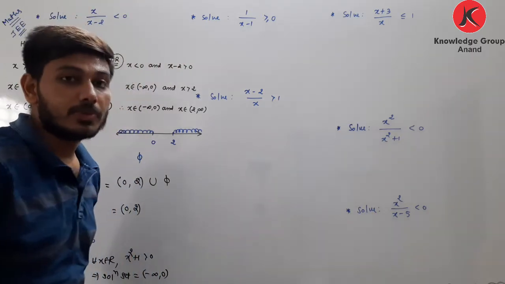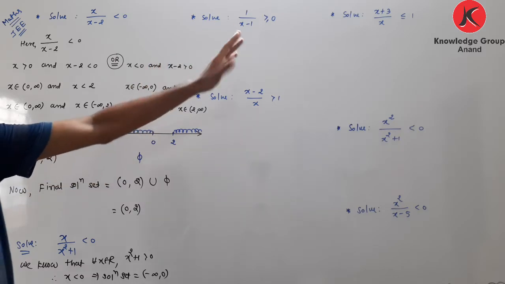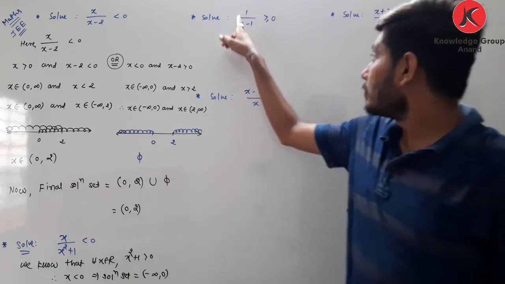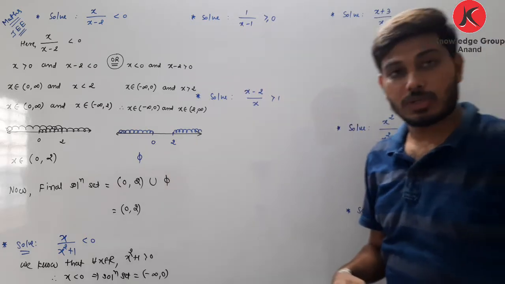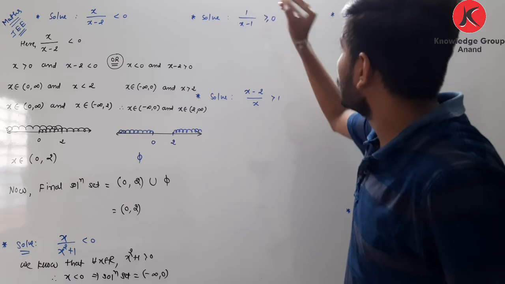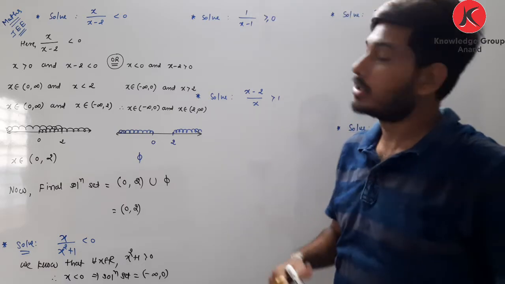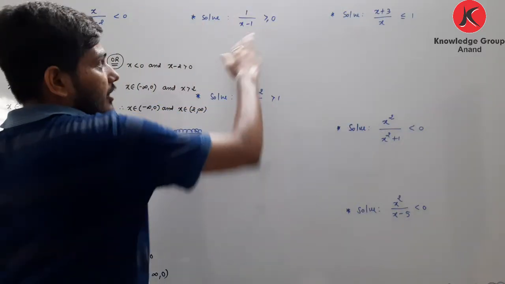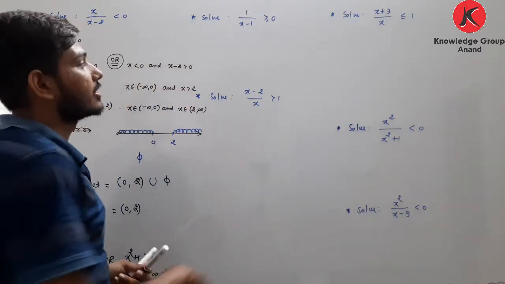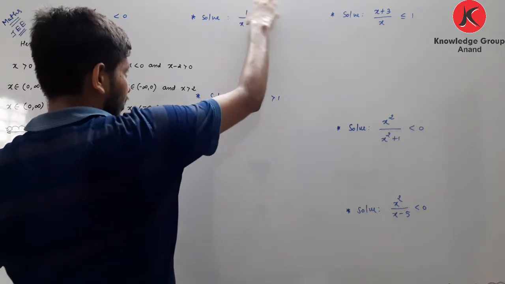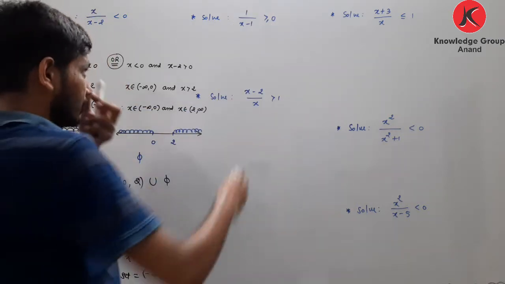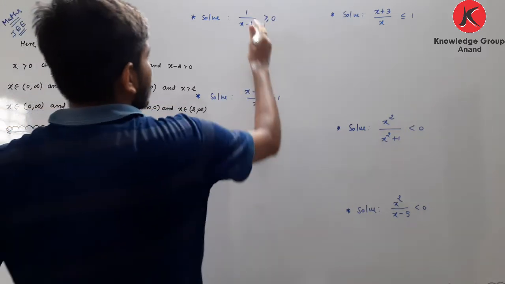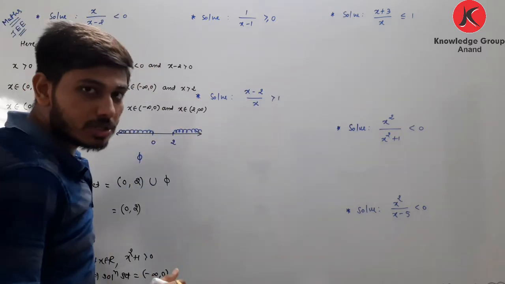Solve the inequality 1 upon x minus 1, which is greater than equals to 0. This inequality having 1 upon x minus 1 greater than equals to 0. See here, numerator is clearly positive term, but denominator having variable, therefore we can't get the denominator. But the whole ratio is positive or equals to 0.